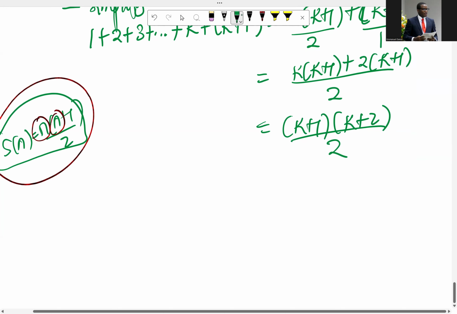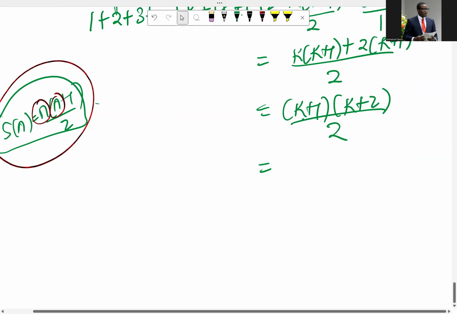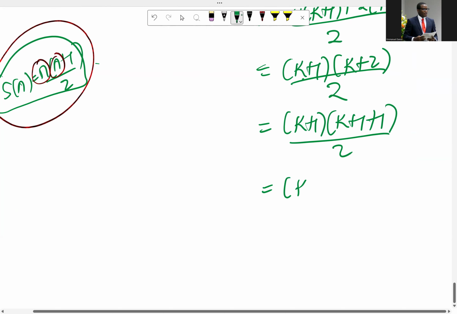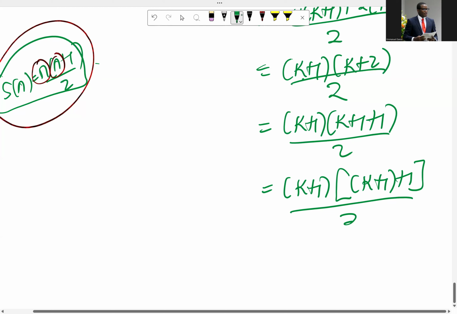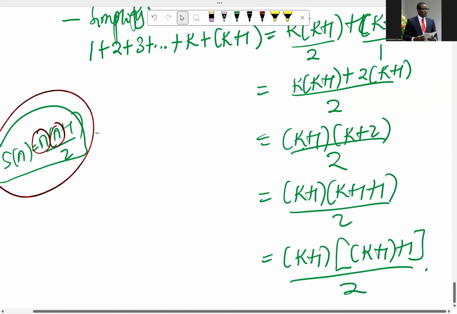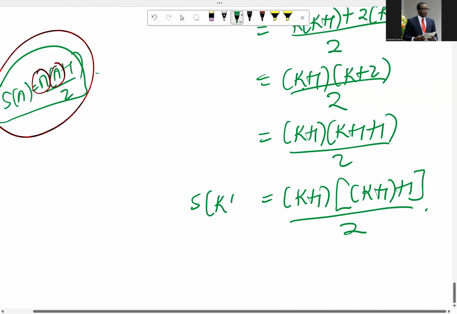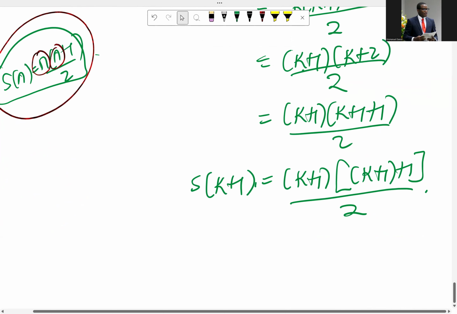So you can see for this n, we already have k plus 1. For this n plus 1, we have k plus 2. So, just to make it look exactly that, we can say k plus 1 into k plus 1 plus 1 all over 2. So you can just work that out. So you have k plus 1 into k plus 1 plus 1 like that all over 2. And that is exactly what we need. So we've been able to prove now that S of k plus 1 is equal to that.